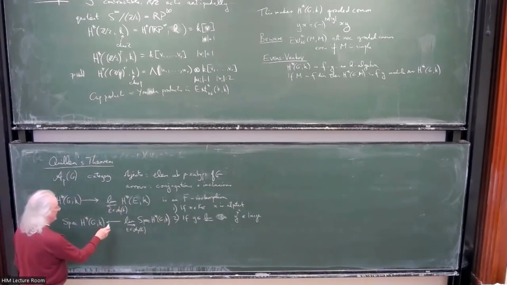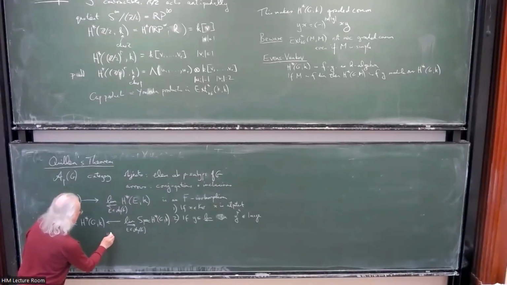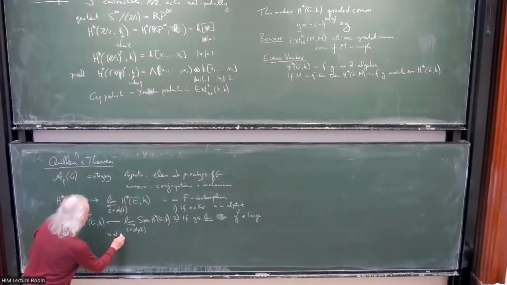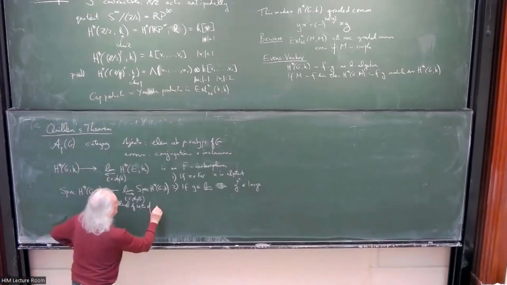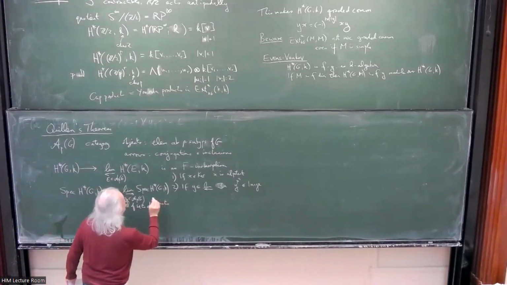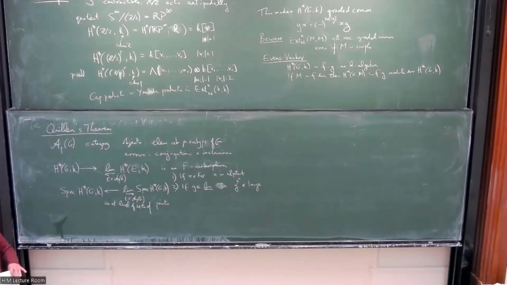This map is an isomorphism at the level of sets of points. So let's think for a second about what this means. If you've got an elementary abelian group, its cohomology, if you ignore the nilpotents, is just a polynomial ring. So the spectrum of that is an affine space.